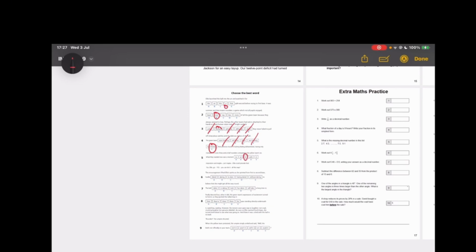Okay. 6. So as she sprinted from first to second base, hardly something to believe that she might get all the way around. Hardly daring, hardly to dare, hardly having dared, hardly without daring. So here we know that she's sprinting very quickly from first to second base.